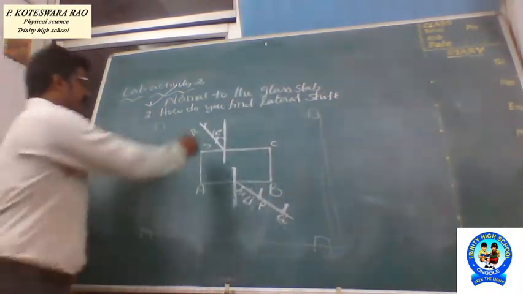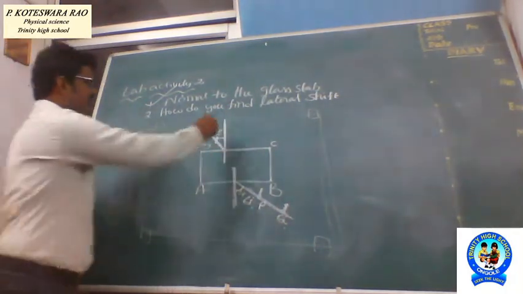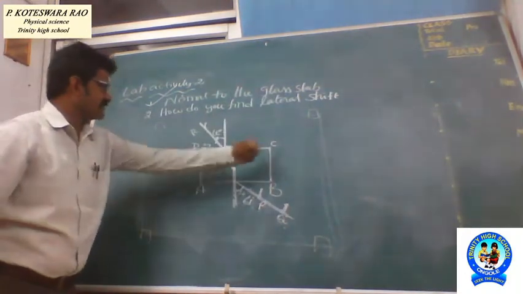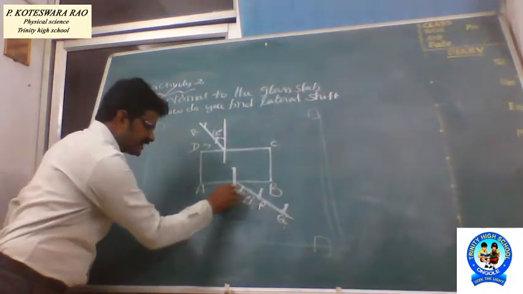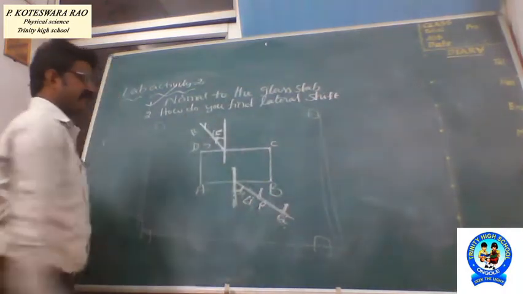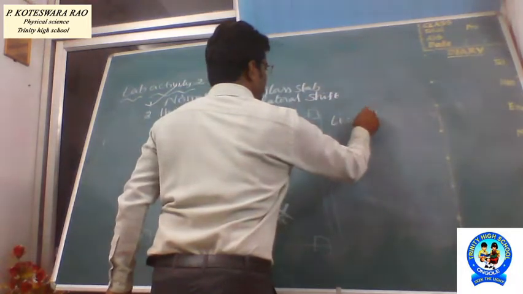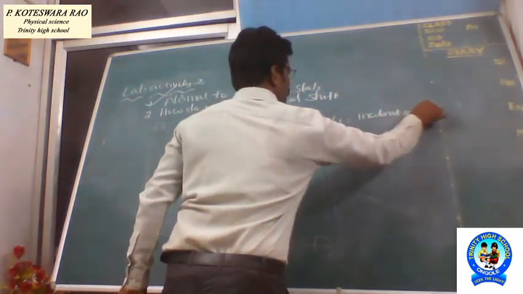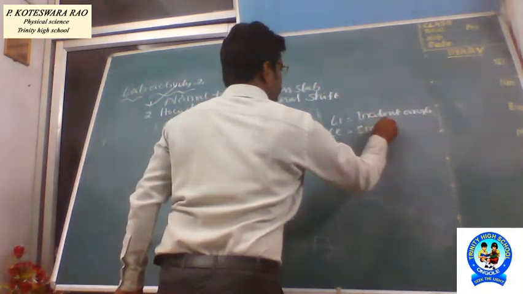Where it meets, from that point we draw one normal line. That normal line is perpendicular to that CD. So measure this angle. This is angle I. Measure this angle. This is angle E. Angle I means incident angle. Angle E means emergent angle.